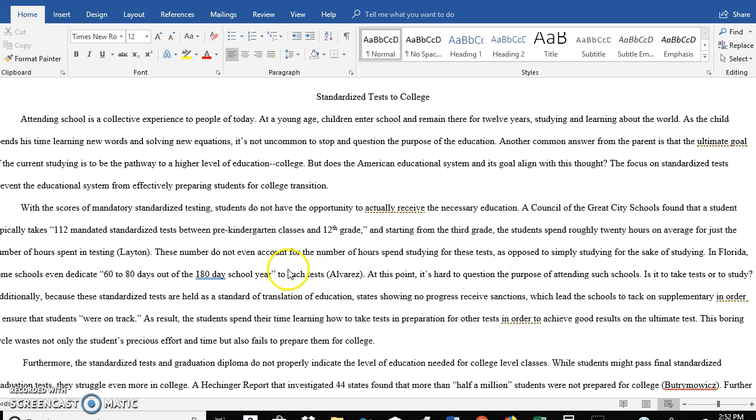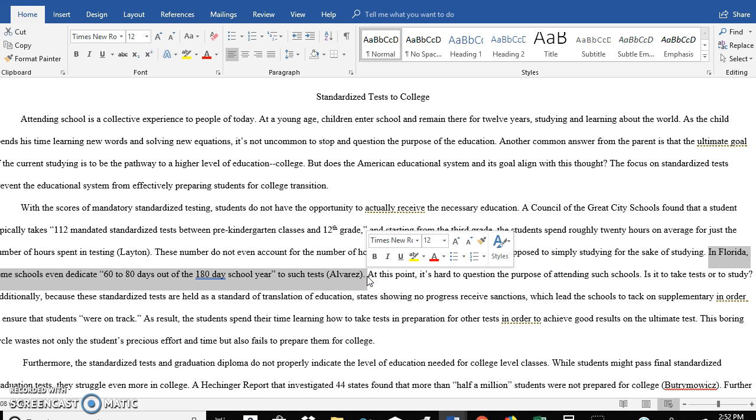Here is an example, if I can point to it. If you're going to use outside information, we call that in-text citation, you will need to introduce your summary, your quote, or your synthesis. In this case, it looks like it's part of a quote that she's introducing. This student says, in Florida, some schools even dedicate 60 to 80 days out of the 180-day school year to such tests.